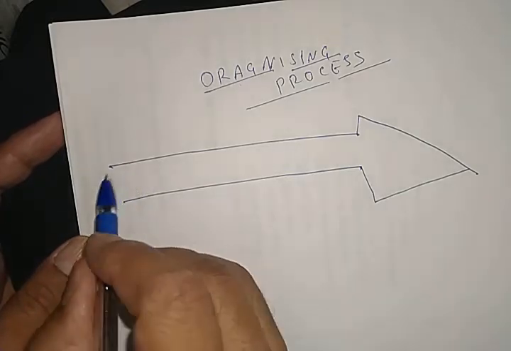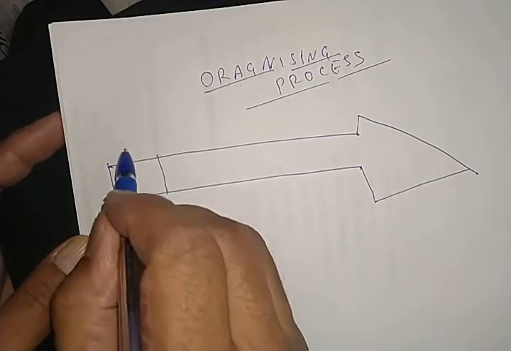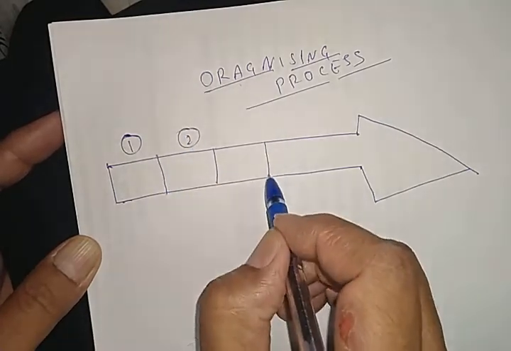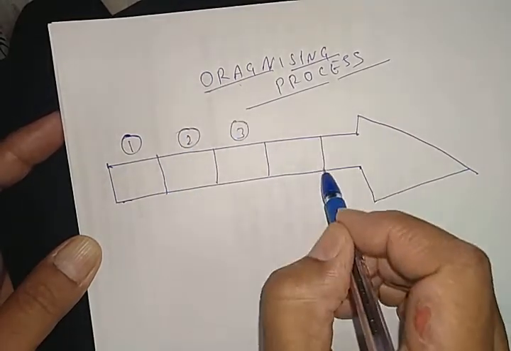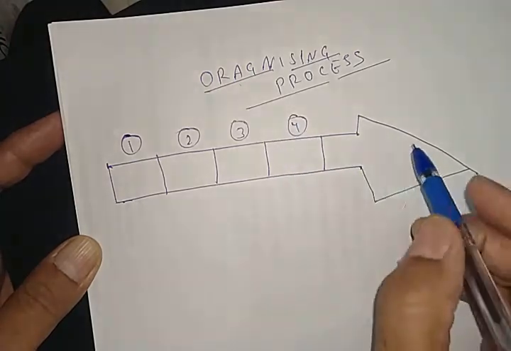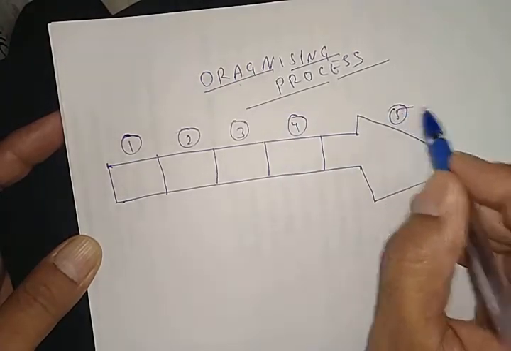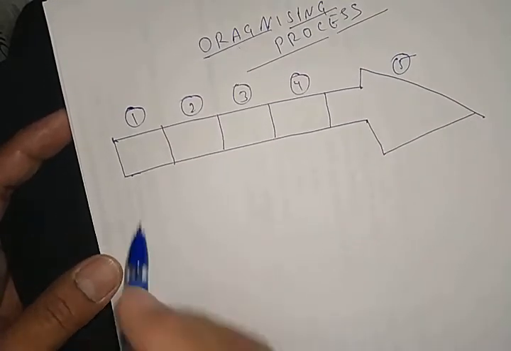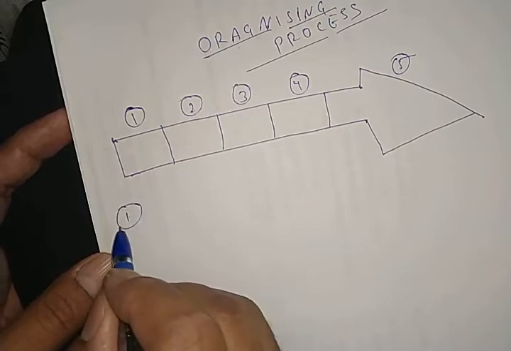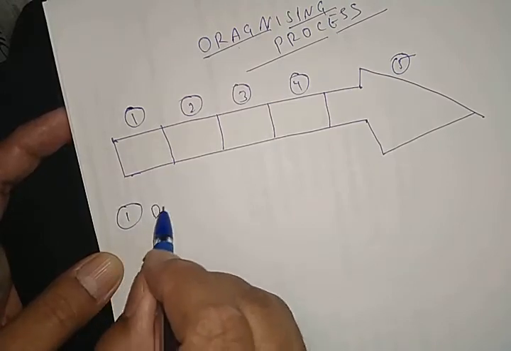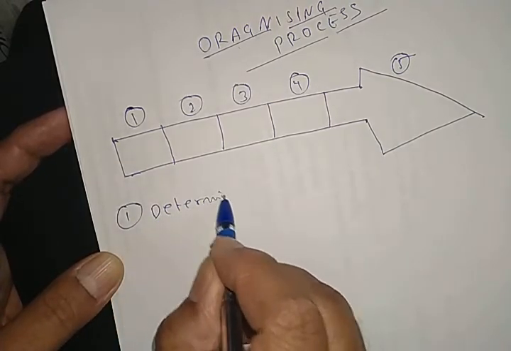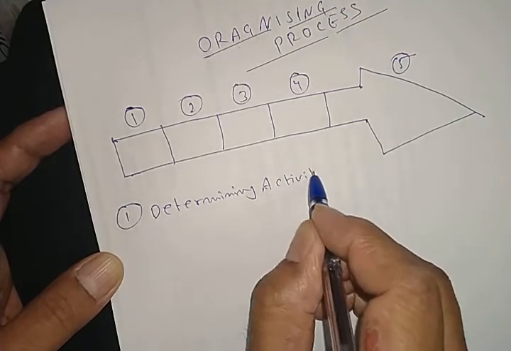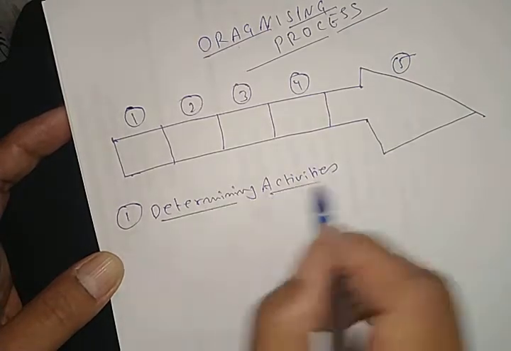This is step 1. This is step 2. This is step 3. This is step 4. And here you can say step 5. So one by one I am taking these steps. Step 1 is determining activities.